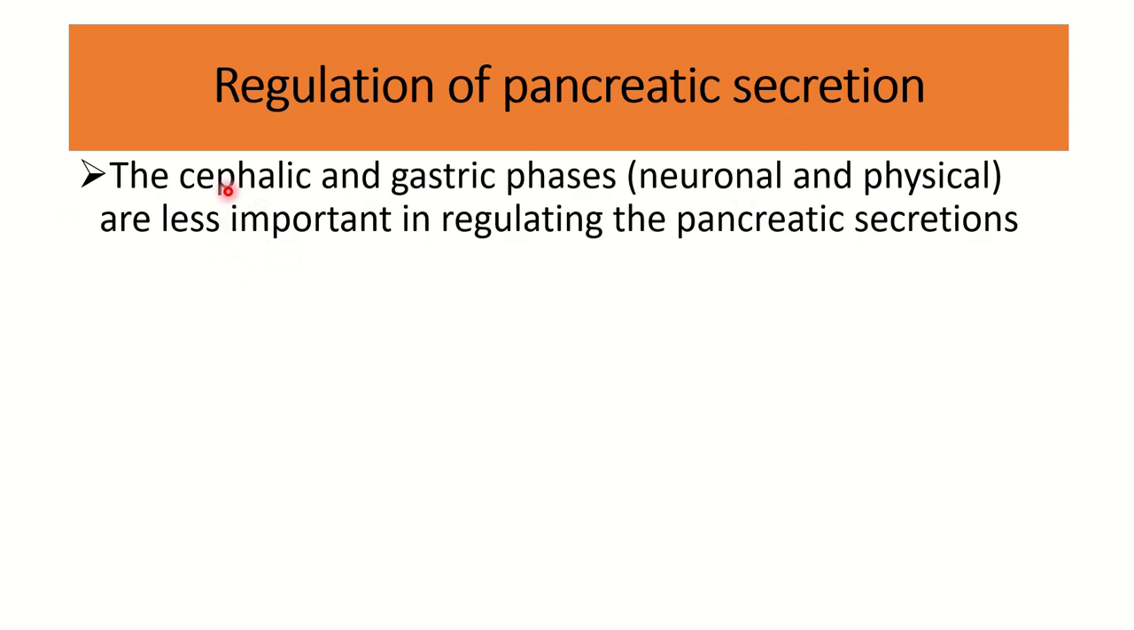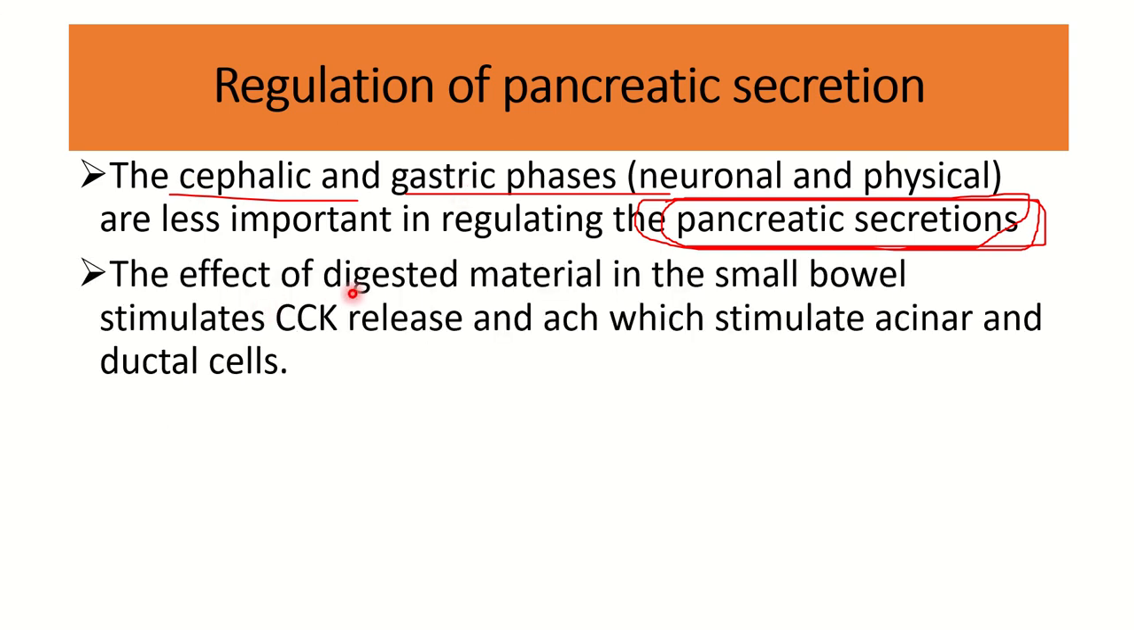So first of all, let's see the cephalic and gastric phase. Cephalic and gastric phase are less important in regulating the pancreatic secretion. This point is very important: the cephalic phase and gastric phase are usually less important regarding pancreatic secretion. Pancreatic secretion occurs when the food material comes to the duodenum, which is the intestinal phase, not the cephalic and not the gastric phase. The effect of digested material in the small bowel stimulates CCK, that means cholecystokinin release, and acetylcholine, which stimulates acinar and ductal cells.